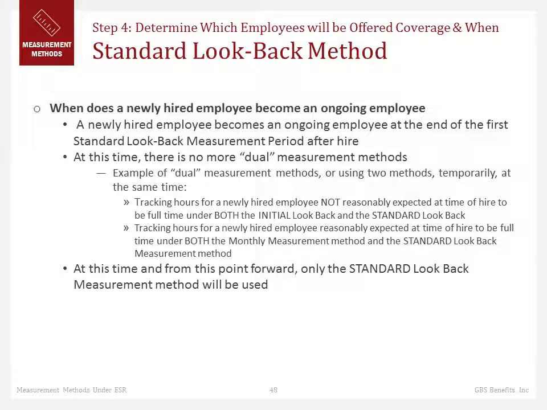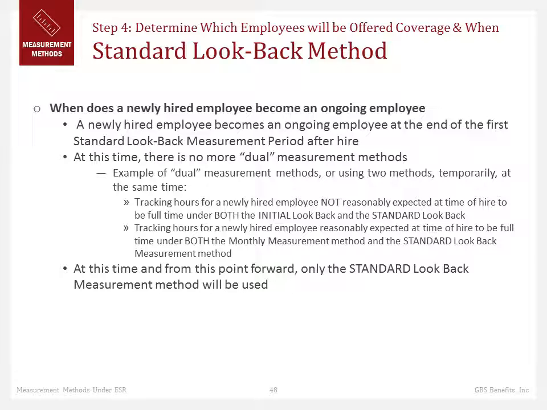Here's an example of dual measurement methods, or using two methods, and we've talked about it already and I'm going to say it again just because I know this is particularly confusing. Tracking hours for a newly hired employee not reasonably expected at time of hire to be full-time is going to be tracked under both the initial look back and then the standard, but eventually you're going to drop off the initial and just have the standard. And you do this as soon as you get to the end of the first standard look back period after hire. Same thing with monthly.